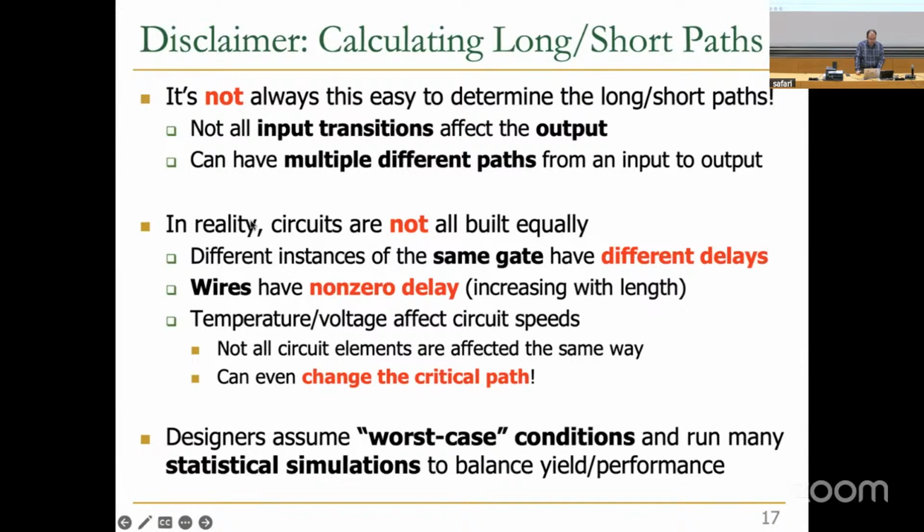And even with these, when you put all this together, you can actually see that sometimes it can even change the critical path of your design. So when you use a different circuit and with different temperature, also with different voltage, you might have a completely different critical path than you thought before. So in the end, designers assume worst case conditions and run many statistical simulations to balance yield and performance.